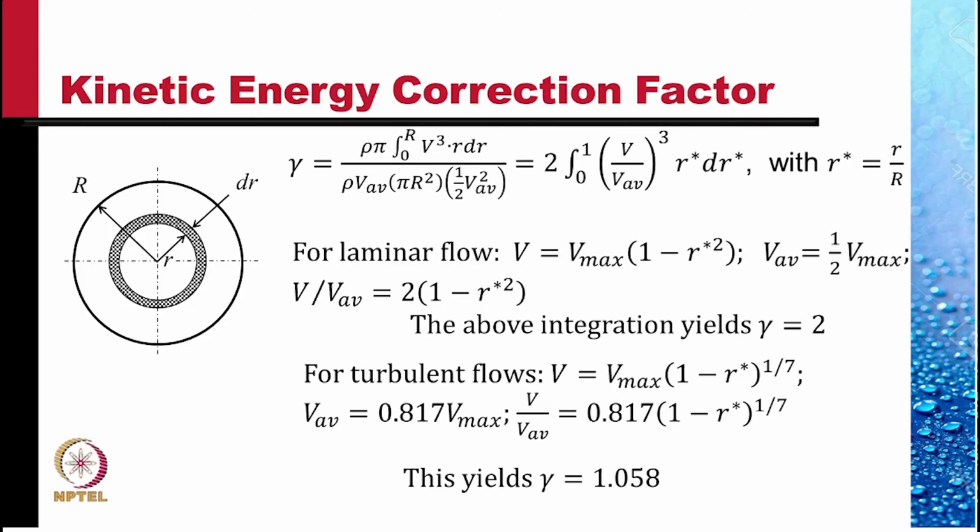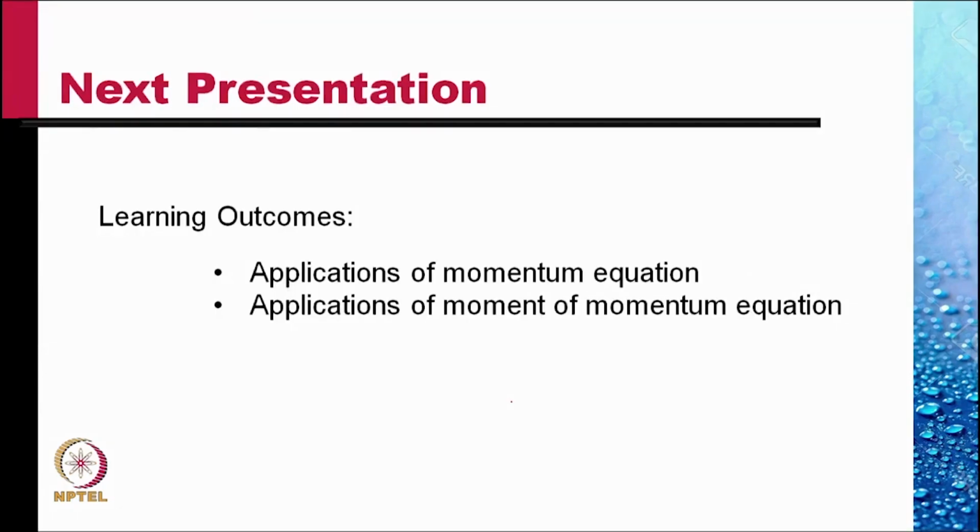The kinetic energy correction factor for turbulent flow is very close to 1. So, we might as well not use the kinetic energy correction factor in the case of turbulent flow. As was mentioned earlier, most pipe flows of commercial interest are turbulent, and so there probably is no need of using kinetic energy correction factors. Thank you.